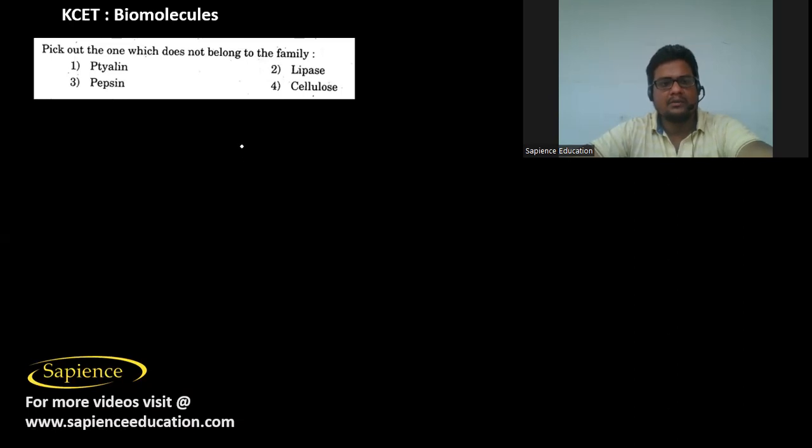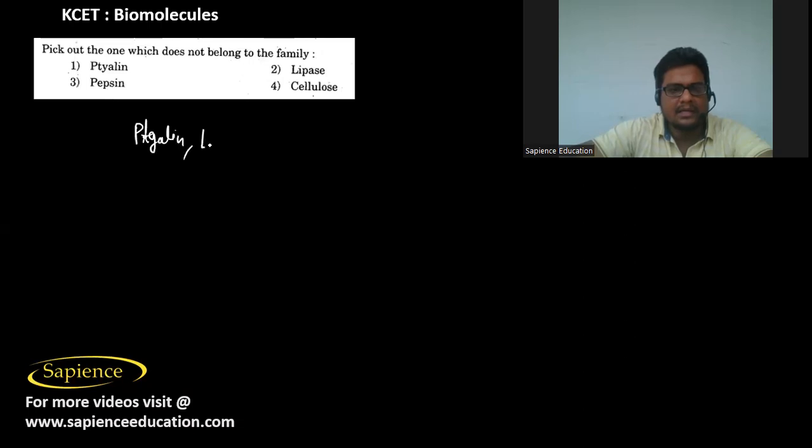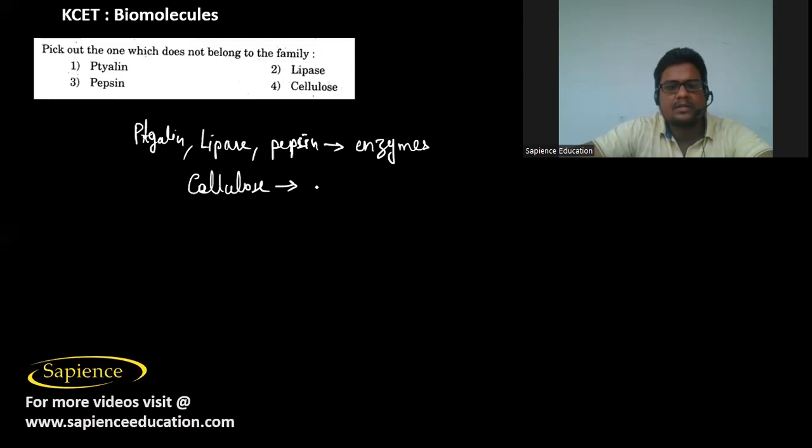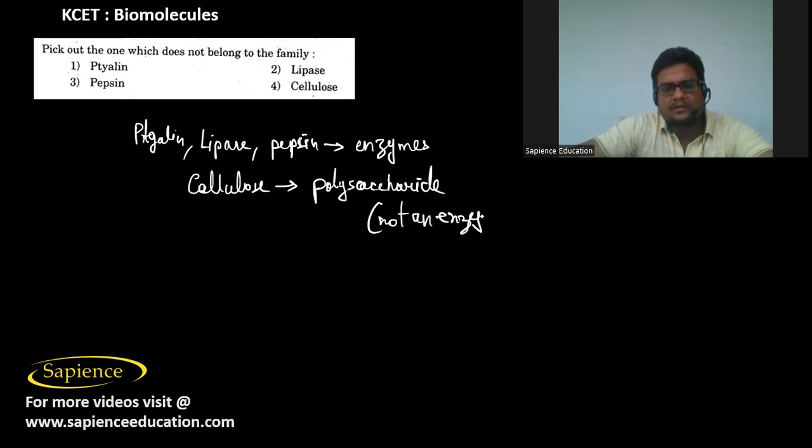Then it is told pick out the one which does not belong to the family. Now amylase, then lipase, then pepsin, all these are enzymes. But cellulose is a polysaccharide, which is not an enzyme. So hence the remaining three are enzymes, but only cellulose is not an enzyme. So it does not belong to the family of enzymes. So option 4 is the correct answer.